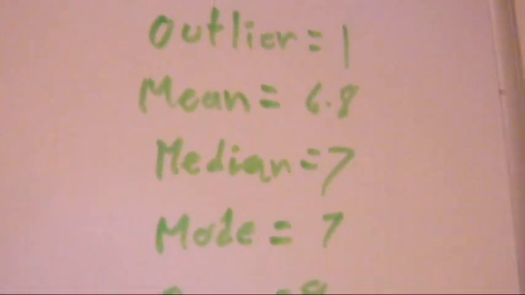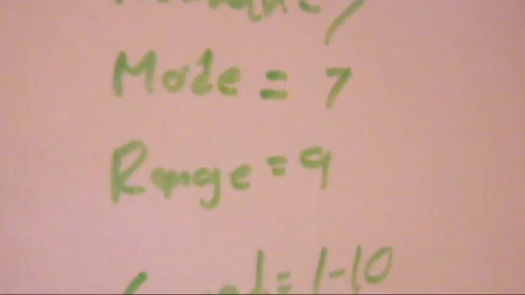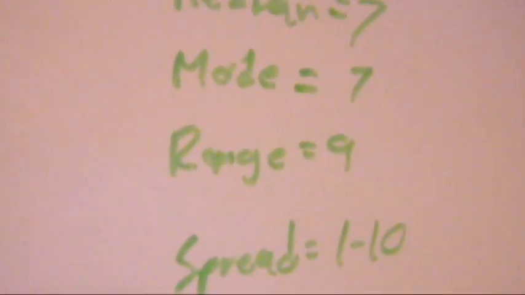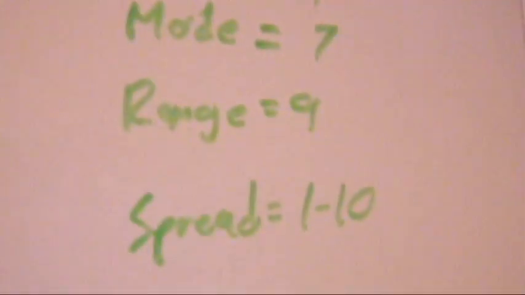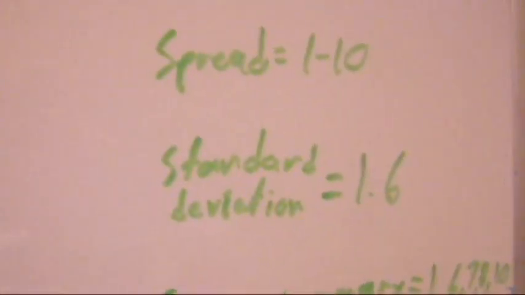The mean is 6.8. That's the average of all of these numbers. The median is in the middle, which is a 7, one of these. The range is the biggest number minus the smallest number. That would be 10 minus 1.